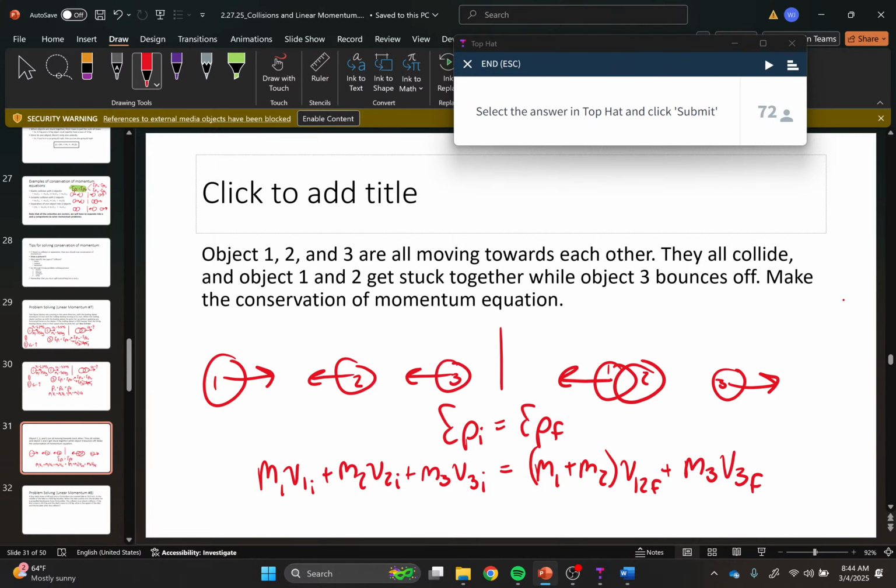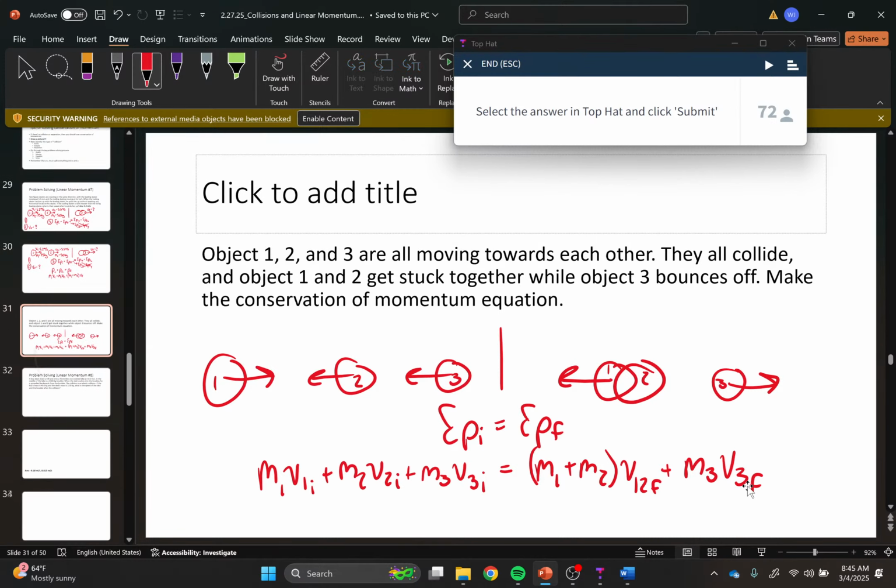You can use whatever notation you want as long as you understand what it means. The notation I use here, if anyone read this, they'd be able to parse it out, hopefully. It has the information without the picture. V1 initial, V2 initial, V3 initial, the 3's go together, the 2's go together, the 1's go together. Here I have 1, 2 final, because it's the velocity of them together, and 3 final. Great. Fantastic.